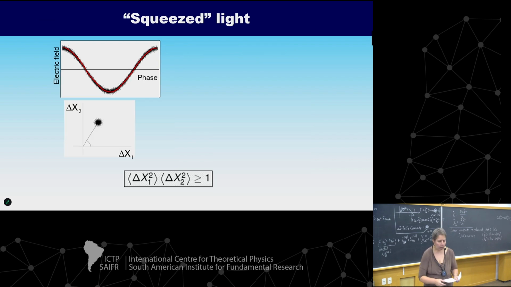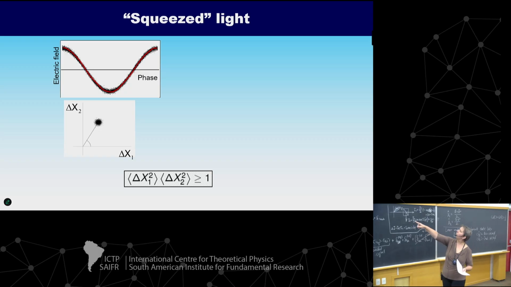Okay, now, what can we do with that? This is a classic quantum optics description of the quantum field, where we display the two quadratures, and the thin solid line here shows you the alpha. This is the average amplitude of your electric field.